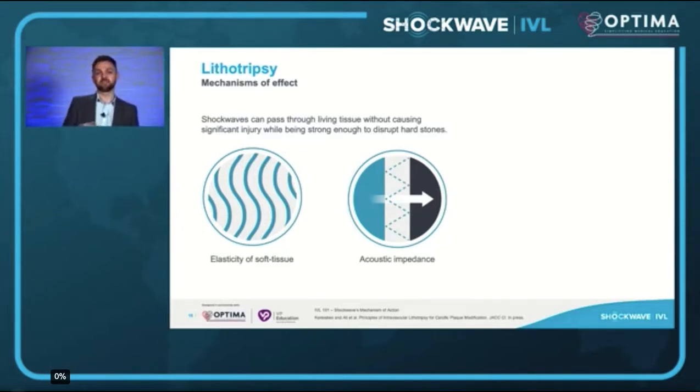In other words, if there's a big difference in density between one medium and the next medium. Water and soft tissues have very similar acoustic impedances, which allow shock waves to propagate through without causing harm. But when the shock wave travels from soft tissue to hard tissue or vice versa, there's a big acoustic mismatch, and so strong forces are generated.